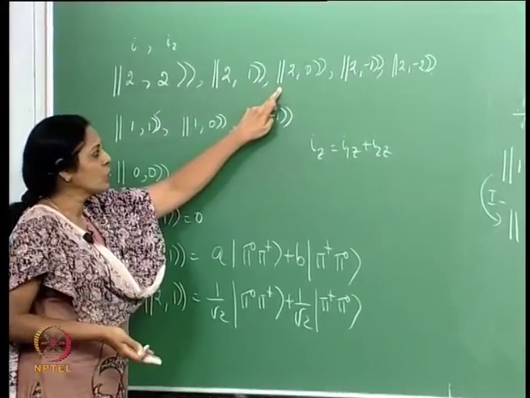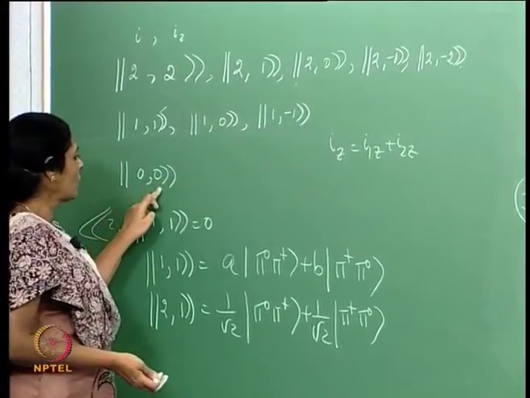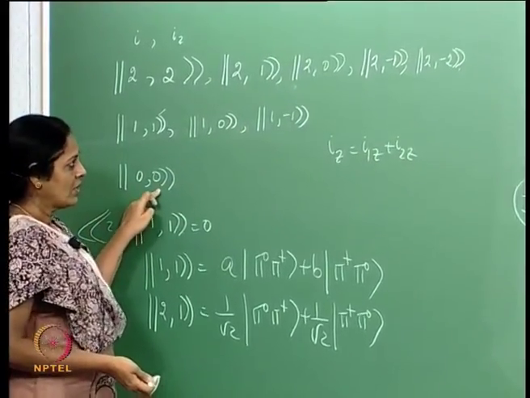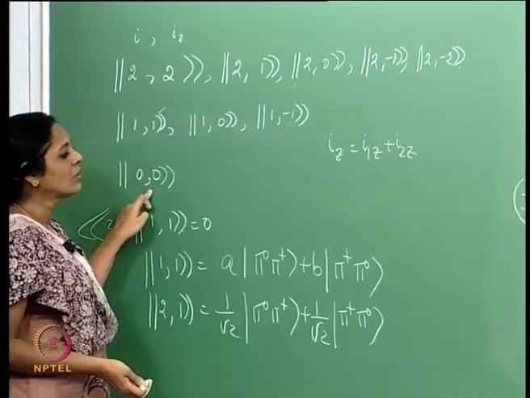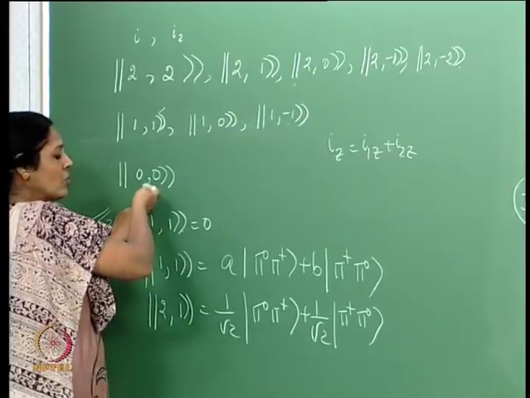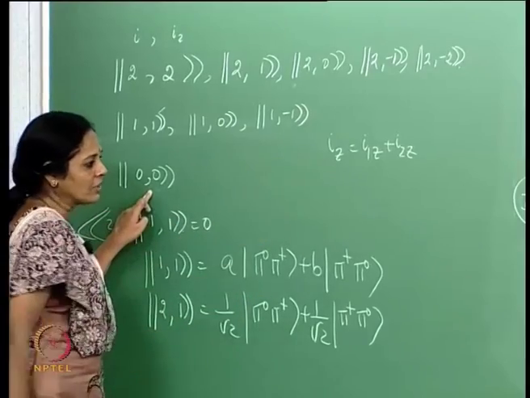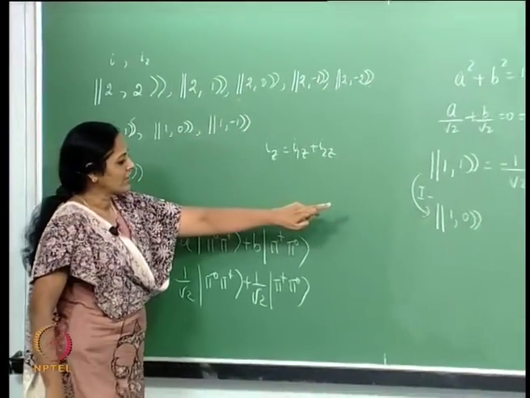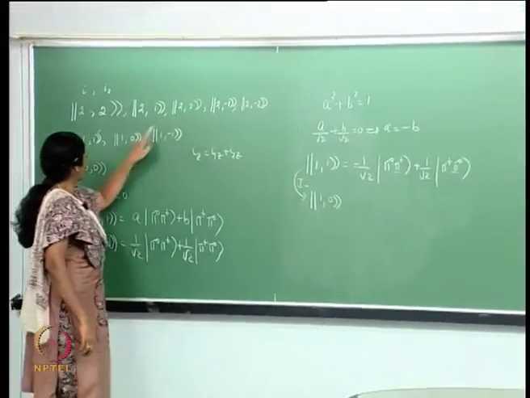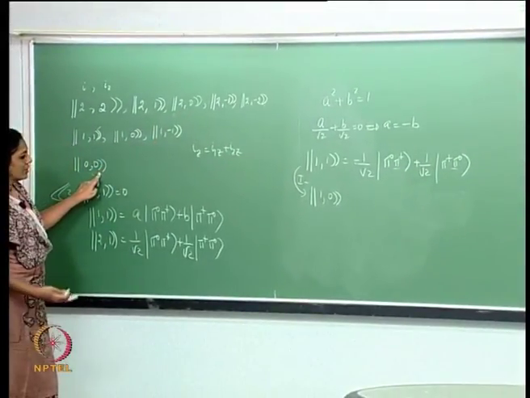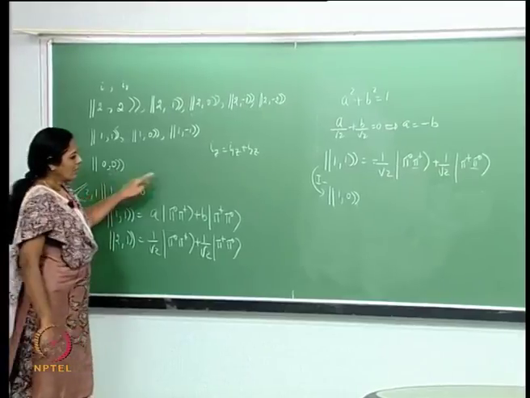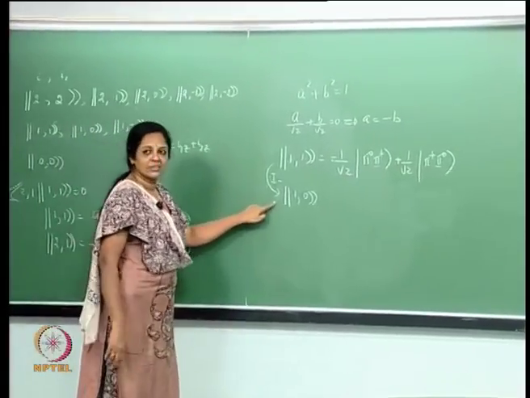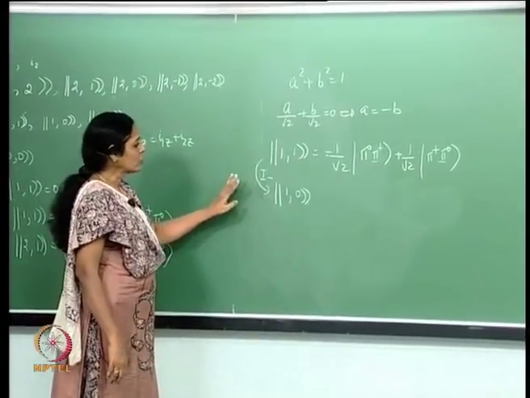Unfortunately, that cannot be used at this stage because it is also orthogonal to 0 comma 0, and since this is also unknown in the sense I do not know how to expand this in terms of the uncoupled basis yet, I cannot use the fact that this state is orthogonal to those two states and find the CG coefficients. I will be forced to use I minus. So, this is a point to note.